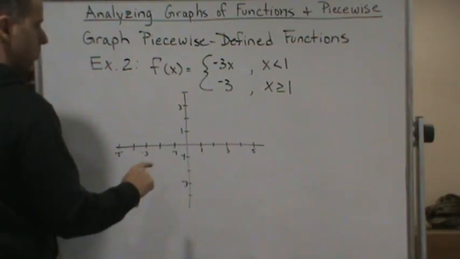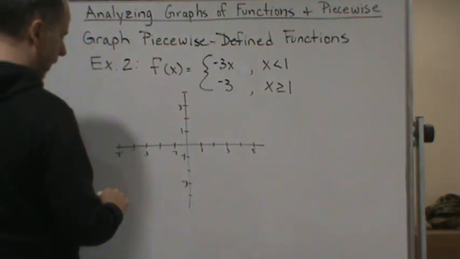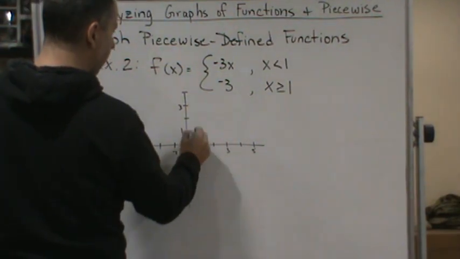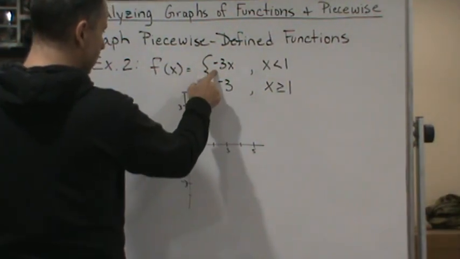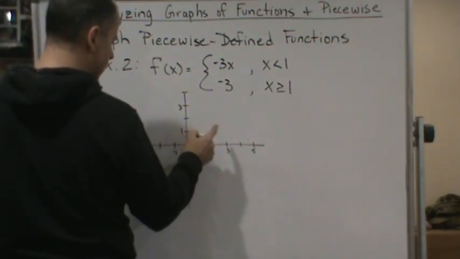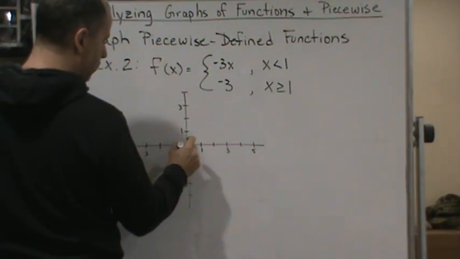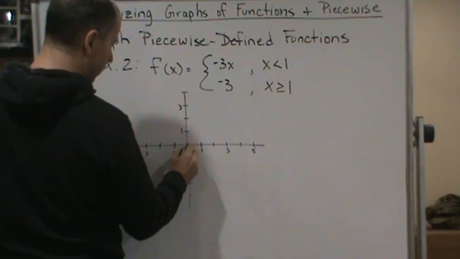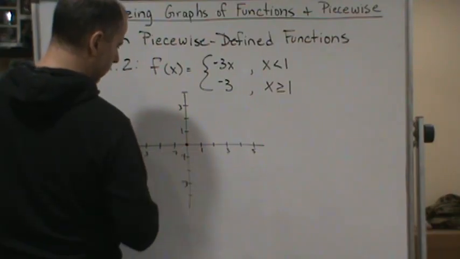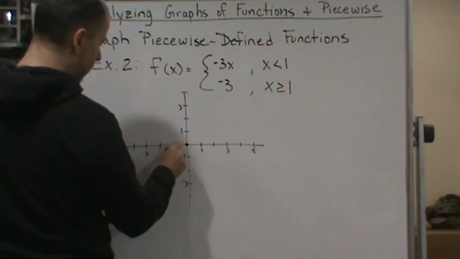So first, let's consider this rule for x less than 1. So everything that's less than 1, we're going to use negative 3 times x. So now, let's just use the integers and plot this thing. At 0, it's going to be 0, right? When x is 0, it's 0. When x is negative 1, it's going to be 3.